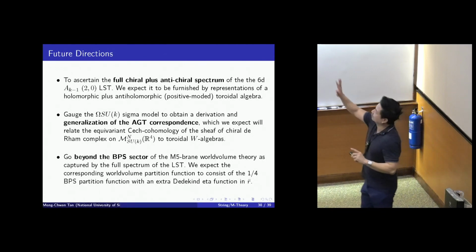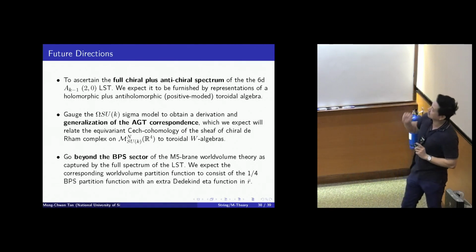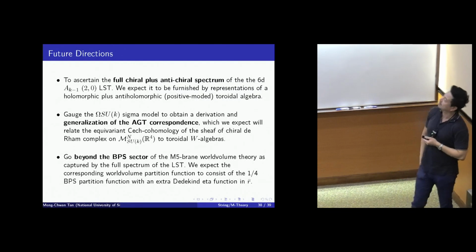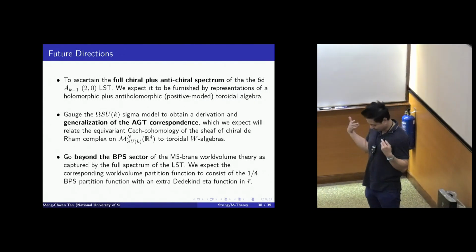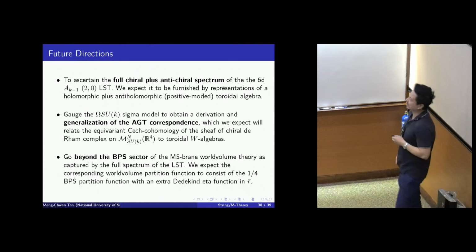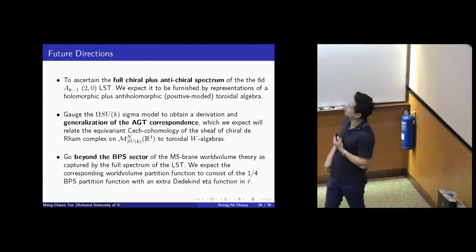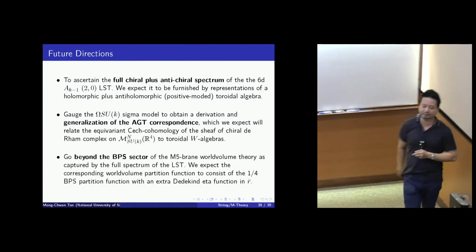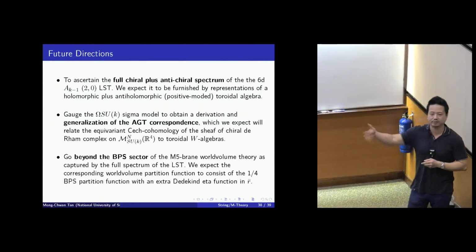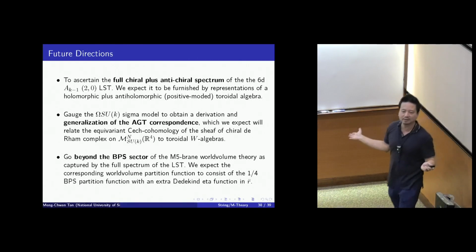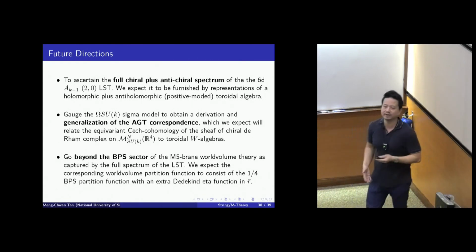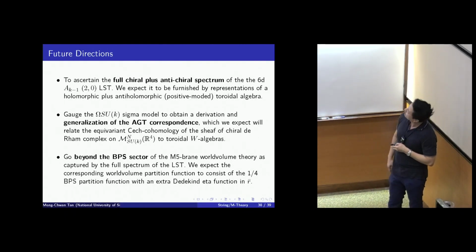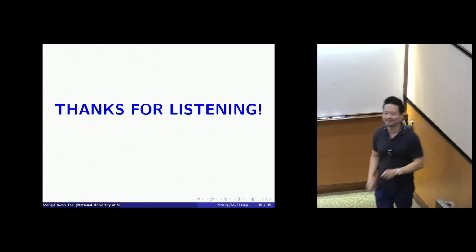If you're interested, I'll tell you more, but I'm running out of time, so let me just go a bit faster. Of course, we want to go beyond the BPS sector of the M5 brane. That will be captured by the full spectrum of the little string theory. So we expect the corresponding partition function of states to be like what we saw earlier on, but appended with some extra Dedekind function, which represents excitations on the right side. But these are all guesses, so we have to check, we have to compute. That's something which I'm guessing at this point, but it gives us some rough idea of where we're heading. Thanks for listening.